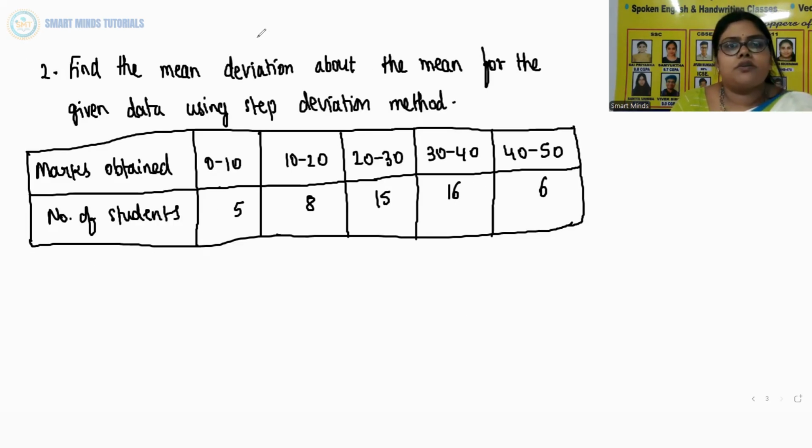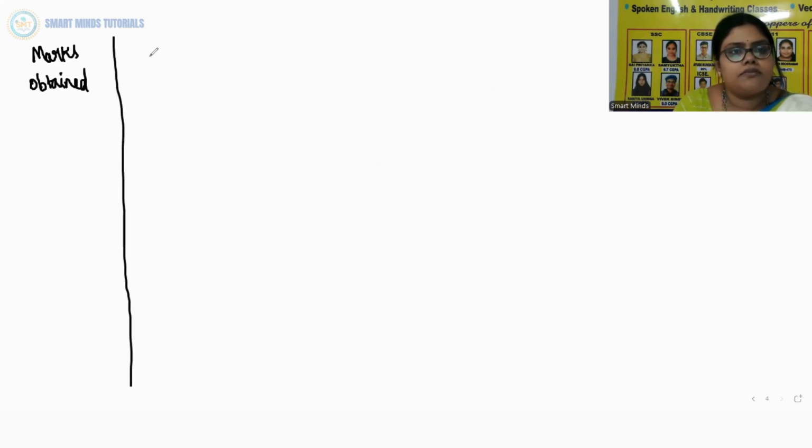Now take the next question. This question is very, very important. Find the mean deviation about mean using step deviation method. So first we take marks obtained. That is the first column. Then number of students. Whenever number of something is given, that is taken as fi, that is frequency.